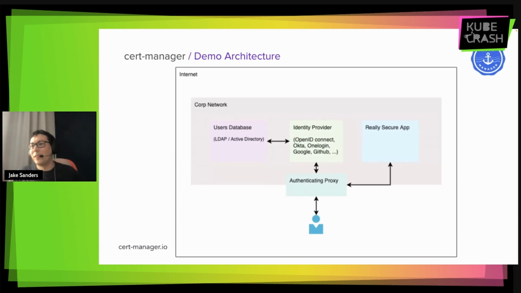So this is what I've made as a model of a normal corporate internal app. You have your users, they will hit some kind of authenticating proxy, which will talk to your identity provider, like Okta or Google Cloud sign-in, GitHub sign-in, Azure sign-in, whatever. Your proxy will check against your identity provider whether you're a person and who you are, and then the authentication proxy will let you into the really secure app.